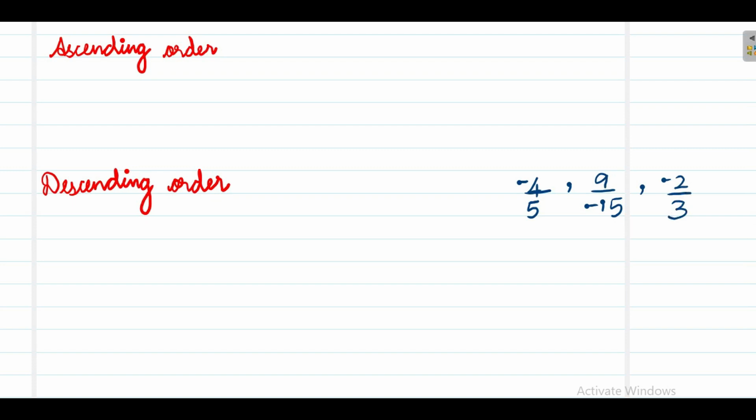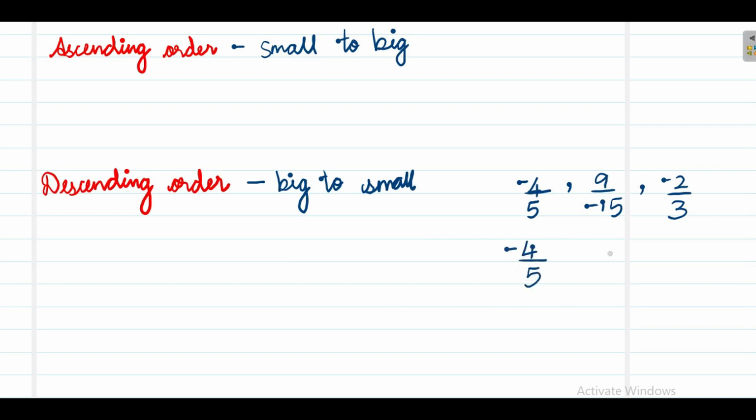So what is ascending order? Ascending order is nothing but small to big, right? Small number to bigger number. That is the increasing order. And descending order is nothing but big to small. That is your descending or decreasing order. So what is the first step which we saw? All our denominators should be positive. So I write it as minus 4 by 5 and minus 9 by 15 and minus 2 by 3.